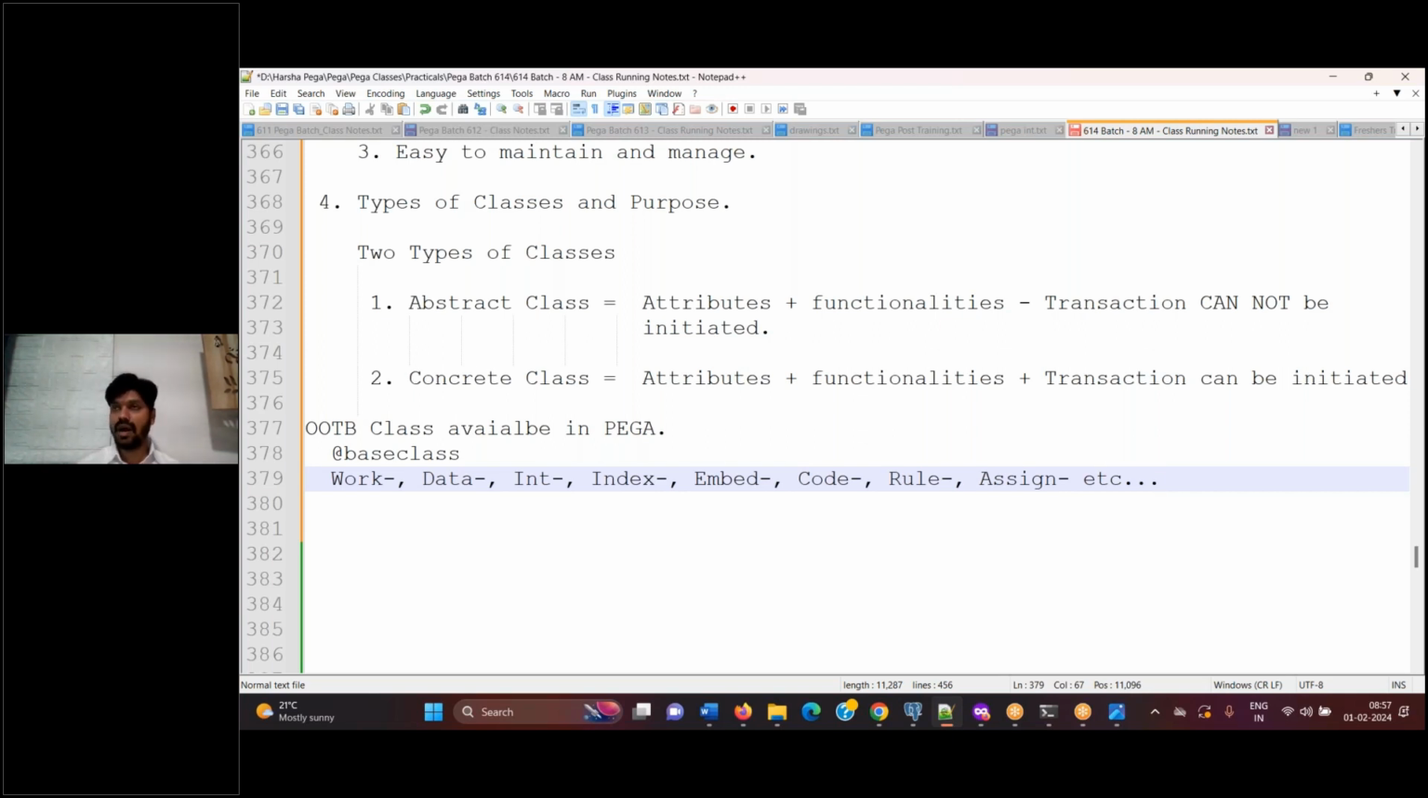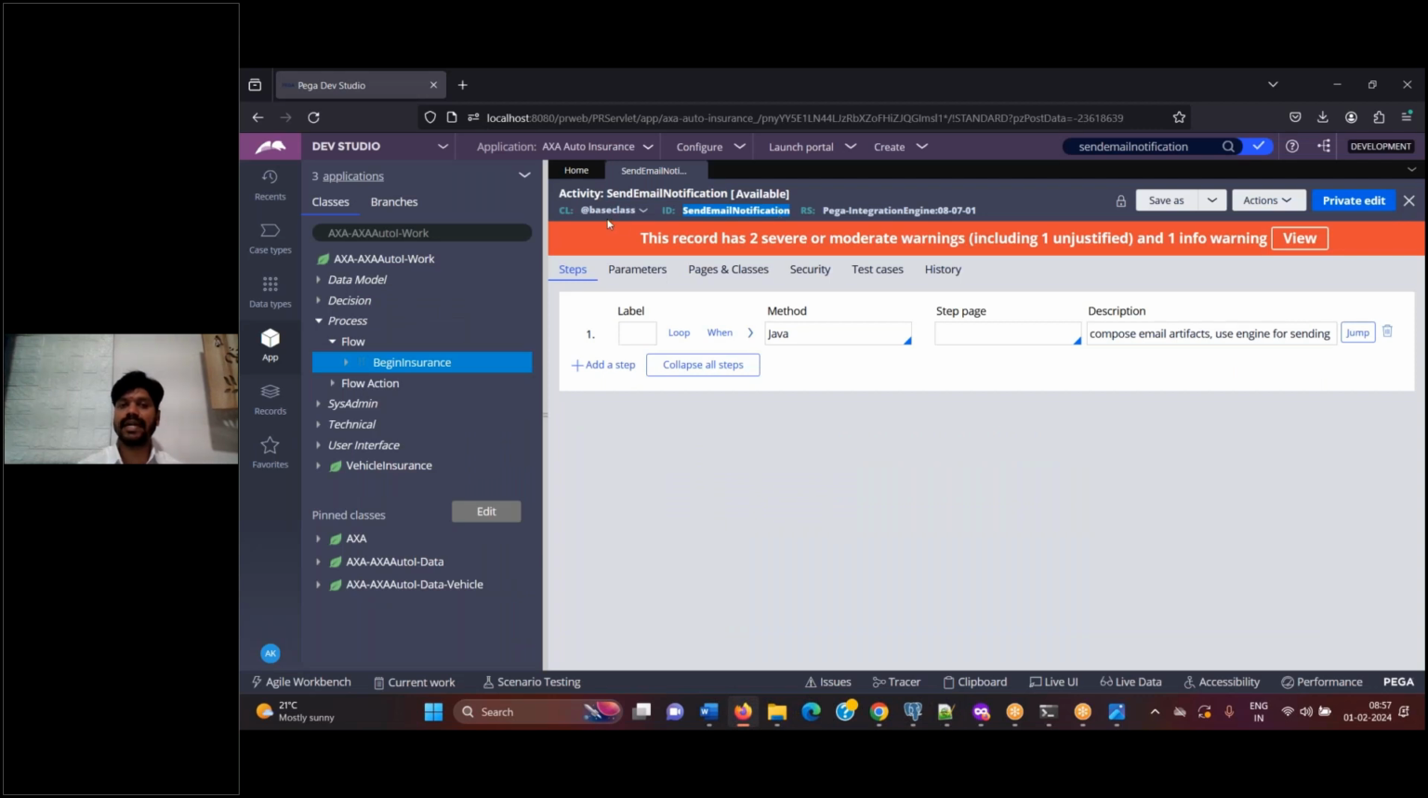Why do our application classes always inherit from Pega platform classes? What is the reason? See, I have the send email notification functional component. It is available in which class? CL means class. It is available in a Blaze class. If I want to access this functional component in my application classes, should there be an inheritance relation or not? So if I want to access predefined class functionalities, I need an inheritance relation defined between the predefined classes and my application classes. That point we will discuss later.